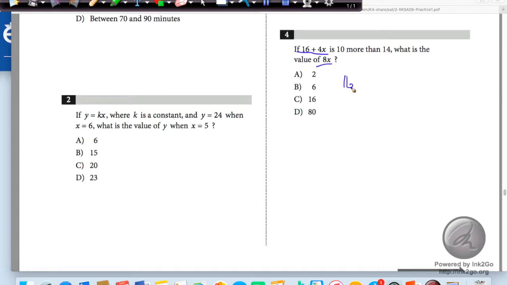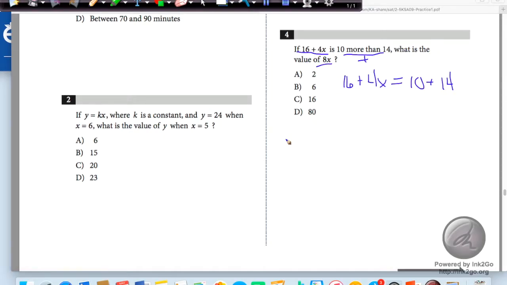It tells you that 16 plus 4x is going to denote an equal sign, since "is" usually refers to equals. Then it says 10 more than 14. Well, 10 more than 14 is going to denote a plus sign, so 10 more than 14 is 10 plus 14. And this is, what is the value of 8x?